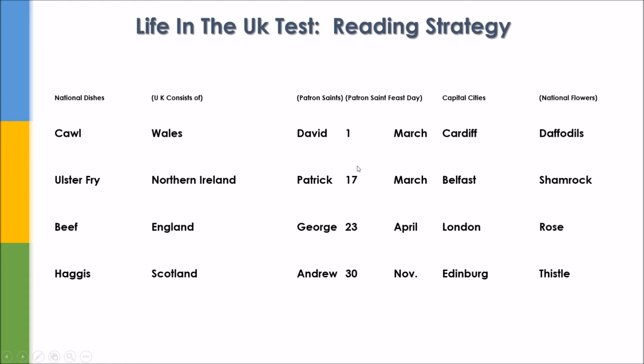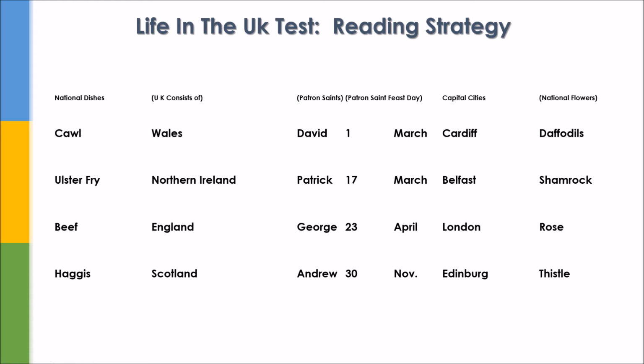Their feast days are 1123, which is 1, 17, 23, 30. Then you have the day, March, which was MMAN, and the capital cities, which was cable without the vowels, CBLE: Cardiff, Belfast, London, Edinburgh. And last were the national flowers, which was dessert, like DSRT as an abbreviation: daffodils, shamrock, rose, and thistle.